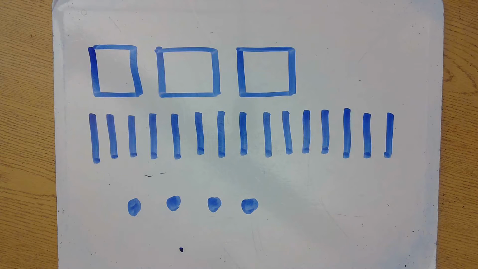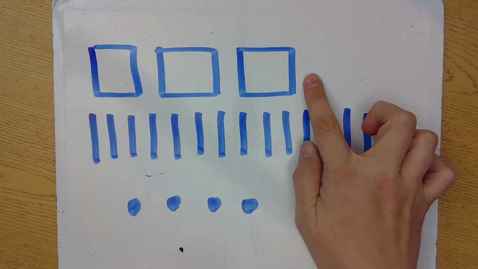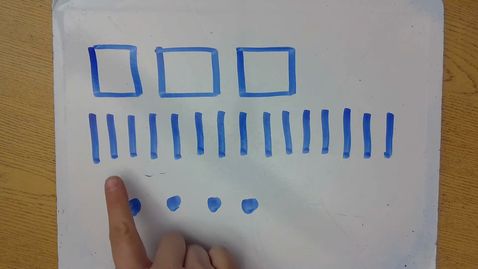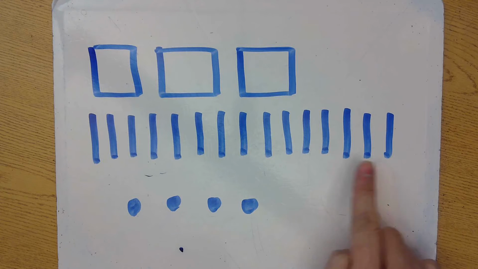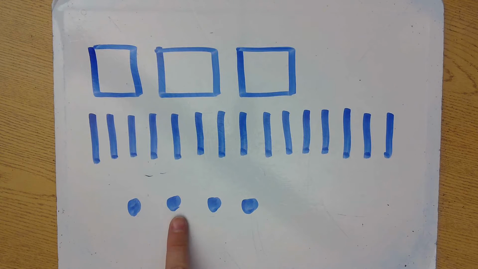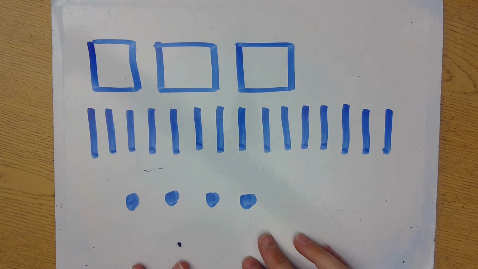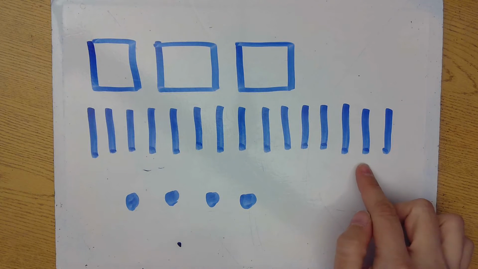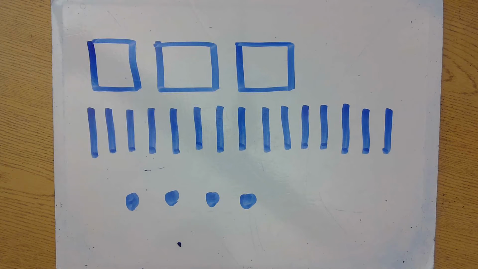What we're looking at here are some flats. I've got 3 flats. I've got some longs here. There are 15 longs in a row. And I also have 4 cubes on my board. So what I want us to look at is what we do if we have more than 10 of something. I can see that I have more than 10 longs. I actually have 15.